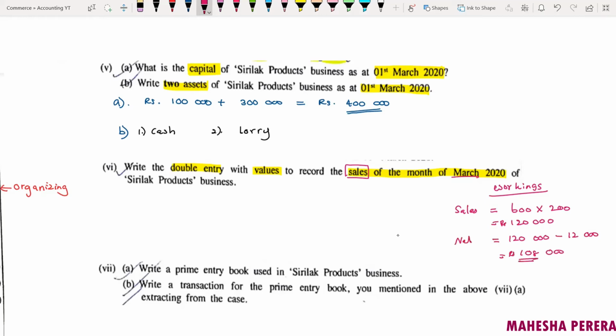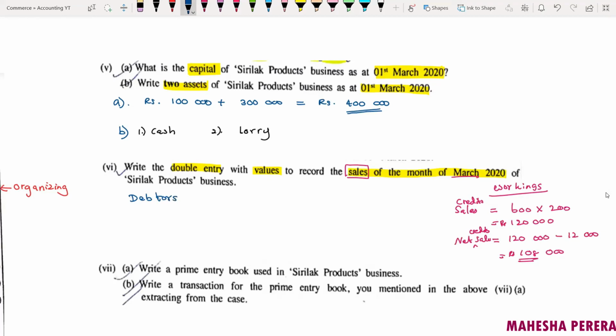Let me write net sales. This value only we record in our accounting books. So for this value only we do the double entry. So what's the double entry of a credit sale now? These are credit sales, and this is the net credit sales. So let's write. Do you remember the double entry? We need to credit the sales account and debit which account? The debtors account.